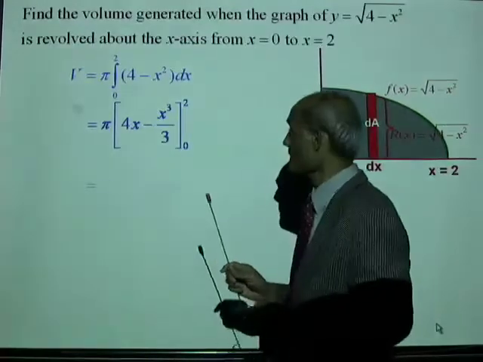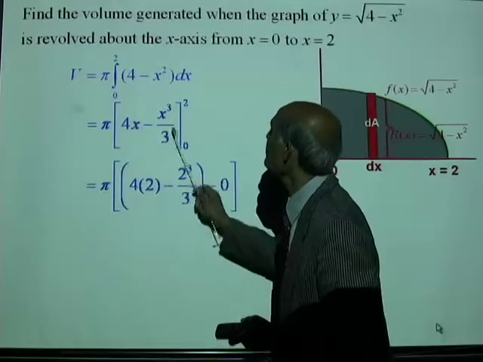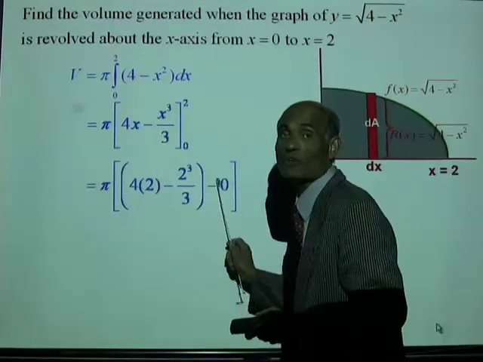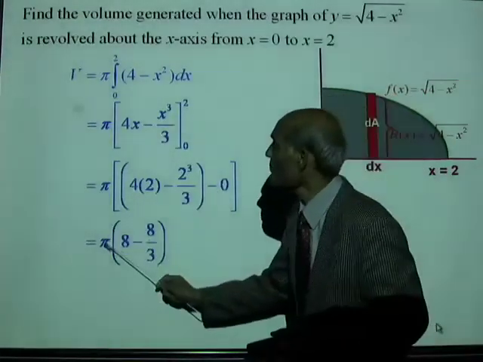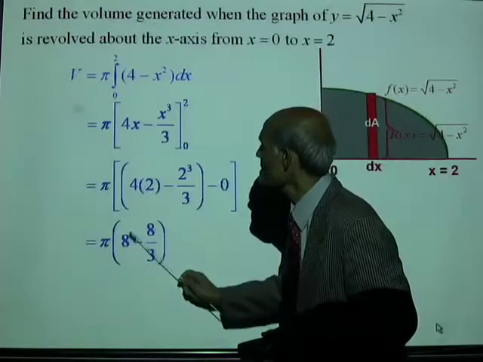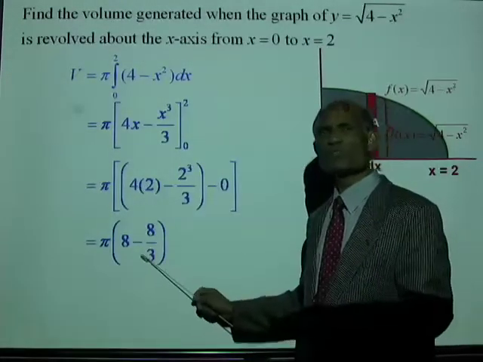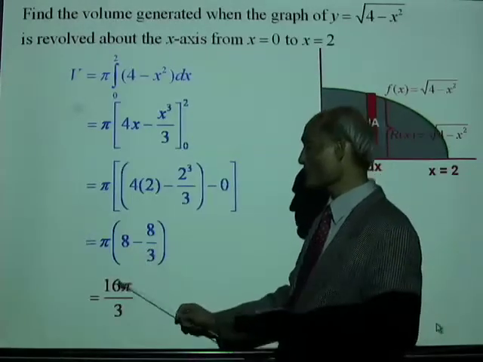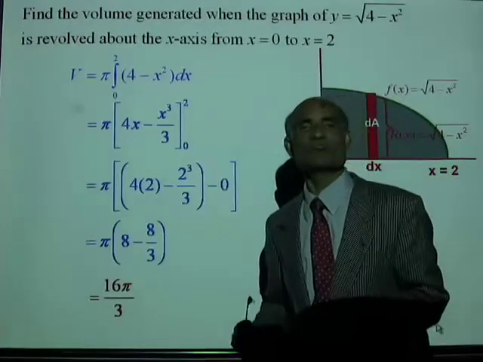Is that right? So that will be pi times 4 times 2 minus 2 cubed over 3. That's the upper limit. Minus the lower limit, which is 0. And that will be pi times 8 minus 8 over 3. And what's that equal to? What is 8 minus 8 over 3? 16 over 3. So that will be 16 pi over 3 is the answer.